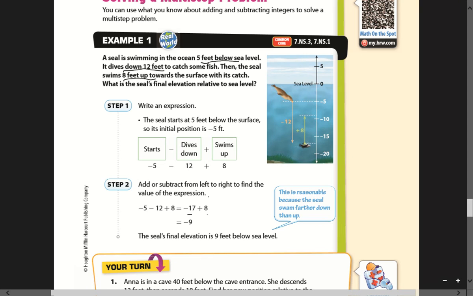So when we write the expression, we have negative 5 because it's 5 feet below sea level. It dives down, so minus 12 because it goes deeper. And then it swims up, which means you're adding 8.